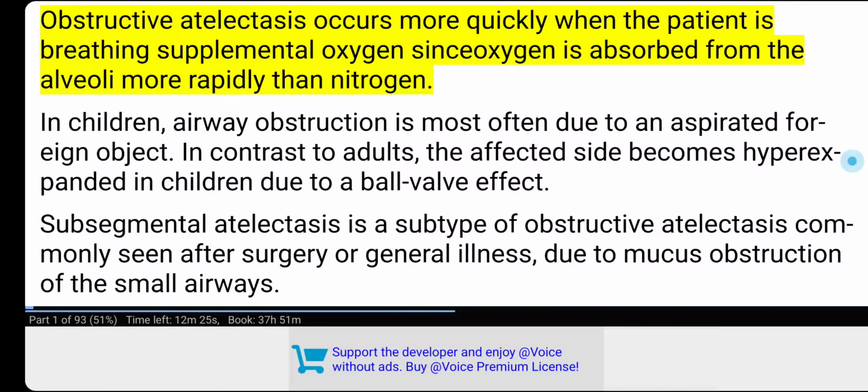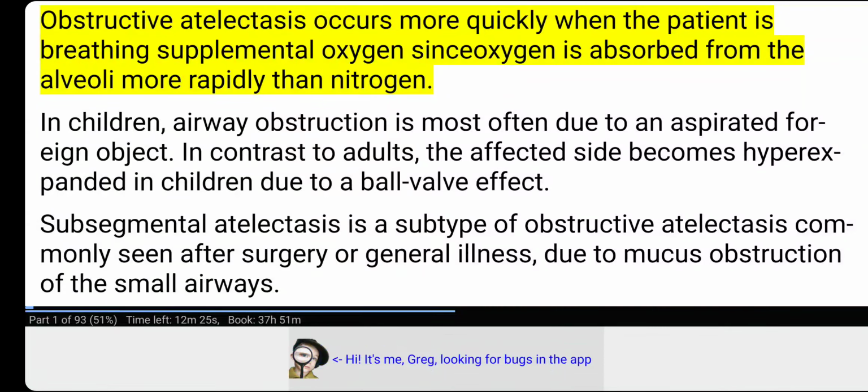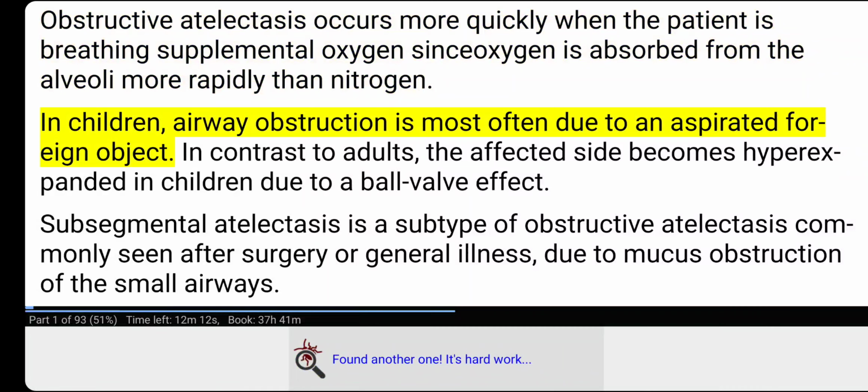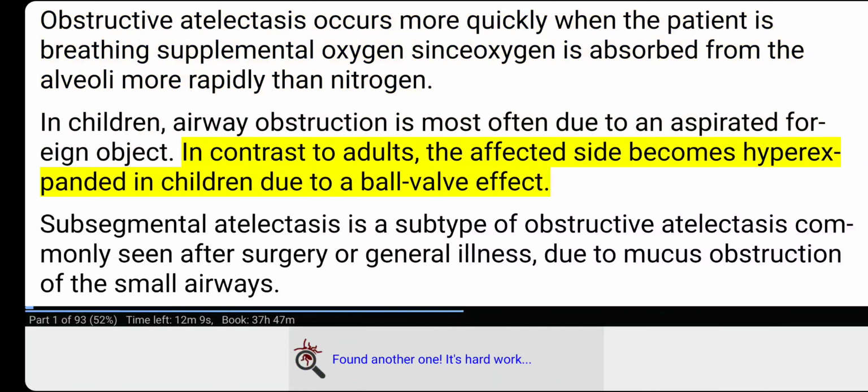Obstructive atelectasis occurs more quickly when the patient is breathing supplemental oxygen since oxygen is absorbed from the alveoli more rapidly than nitrogen. In children, airway obstruction is most often due to an aspirated foreign object. In contrast to adults, the affected side becomes hyperexpanded in children due to a ball valve effect.